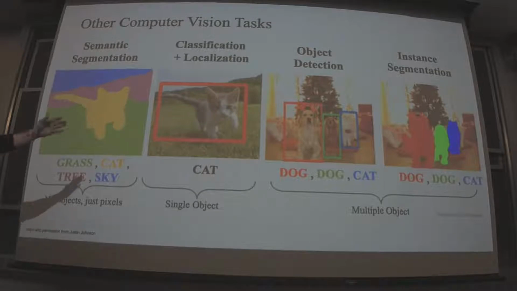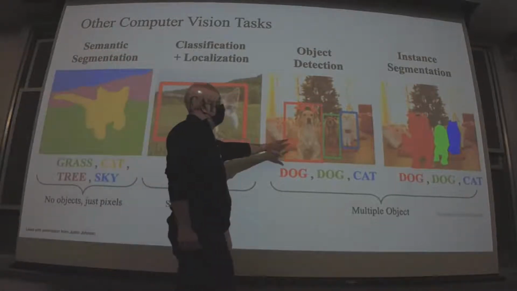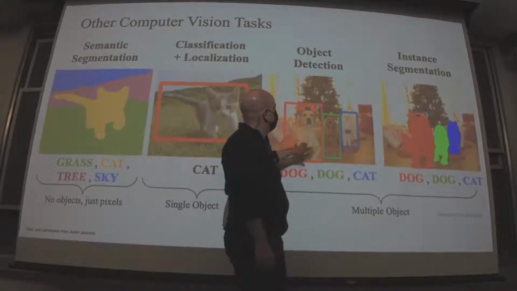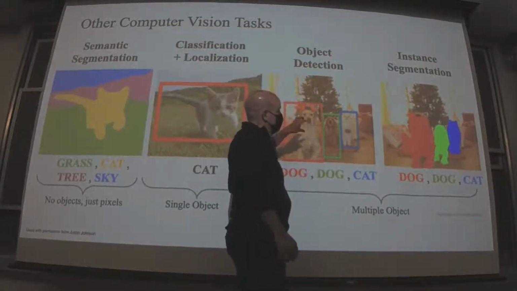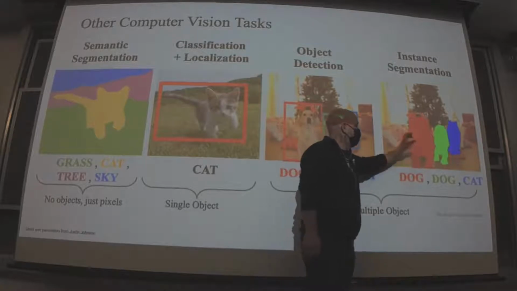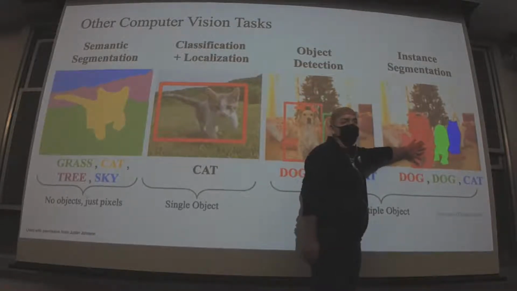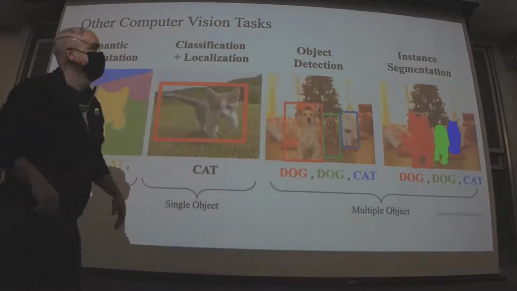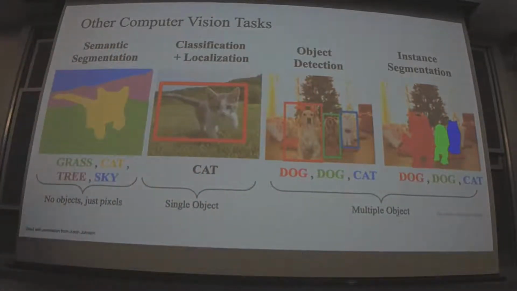And then finally, a refinement on that is doing the very same thing, but instead of giving you these bounding boxes, you actually say, within that bounding box, what are all of the pixels associated with that object in the bounding box. And that's a task known as instance segmentation.